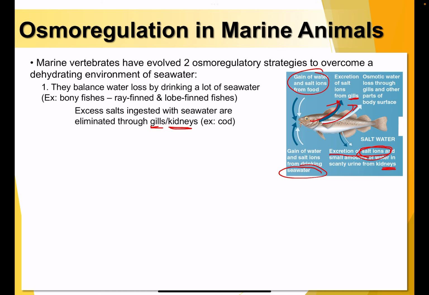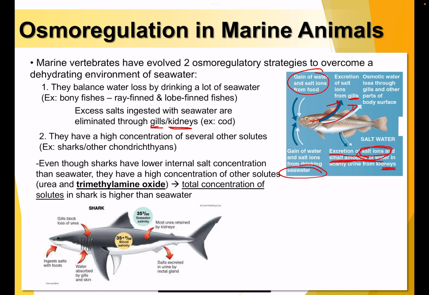So this is why they have to constantly drink a lot of that seawater and get rid of that extra salt with their gills. And of course, to conserve whatever water they have, they probably don't pee out a lot of urine. So that's why it's just a small amount of water in urine, because they can't afford to lose any more water than they already are losing to their environment. So one example of bony fishes are cod, and this is what this example is of.